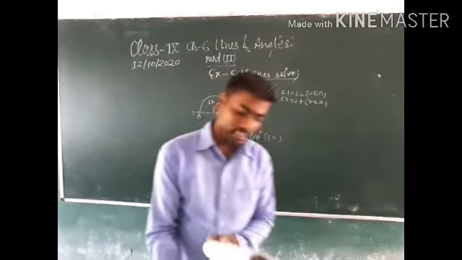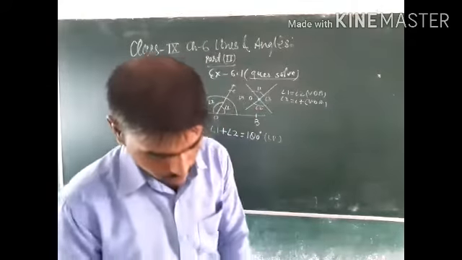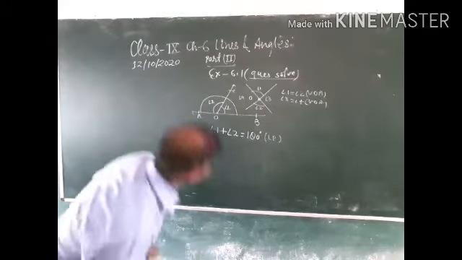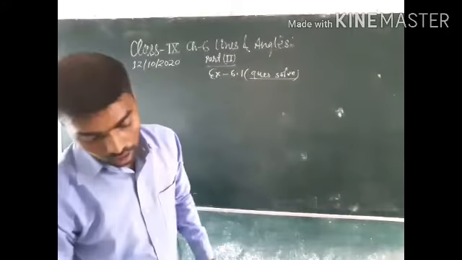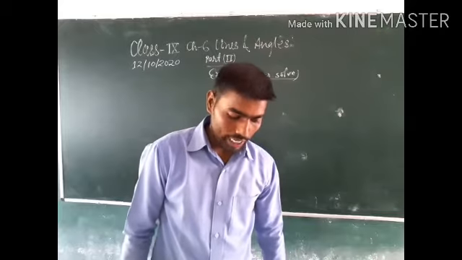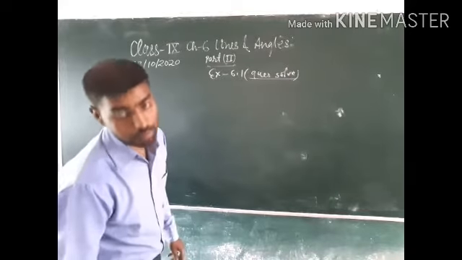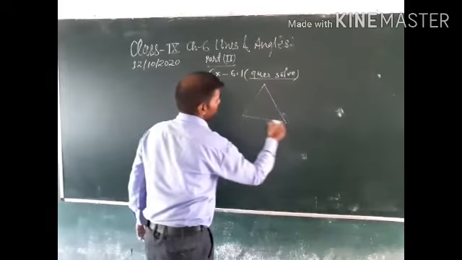We have already solved question number 1. So let's proceed to question number 3. The question number 3 is: in figure 6.15, angle PQR is equal to angle PRQ, then prove that angle PQS is equal to angle PRT. There is a figure. So first of all, draw the figure.